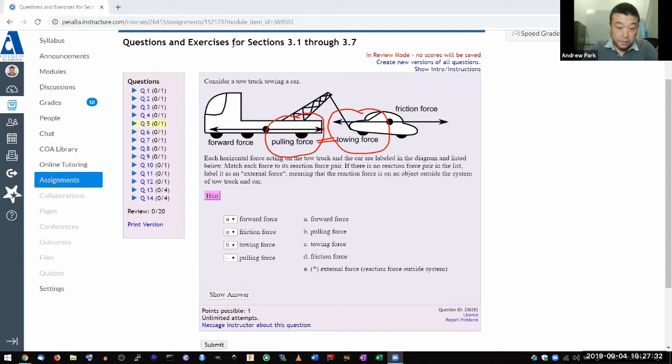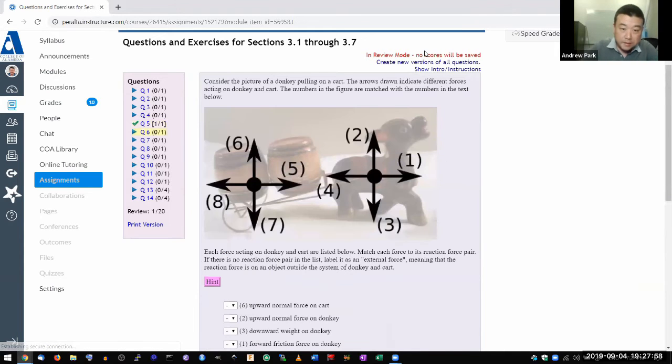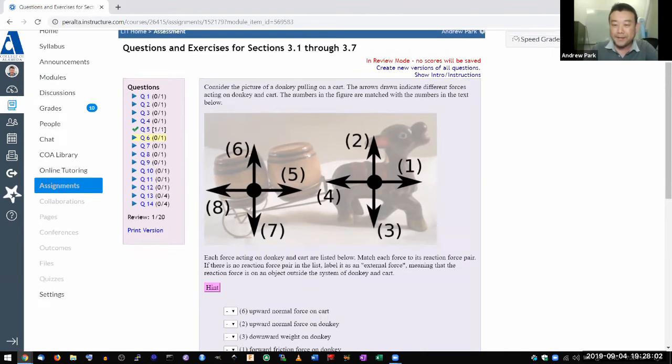So the pulling force and the towing force are the reaction force pair. With the correct action-reaction pairing, you can swap the pair and it should still make sense. Okay, so let me do that. So that's question five.